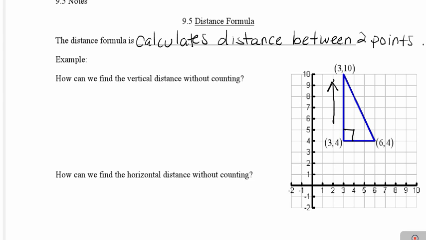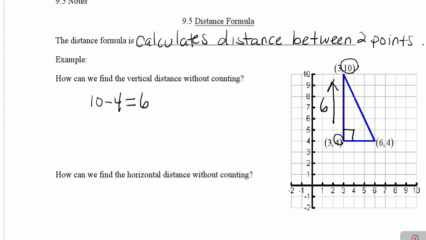One way of doing it is looking at the y-coordinates. Notice that the y-coordinate is the only thing changing. So we could subtract the y-coordinates to get our vertical distance. So 10 minus 4 would give us 6. That would be our vertical distance.